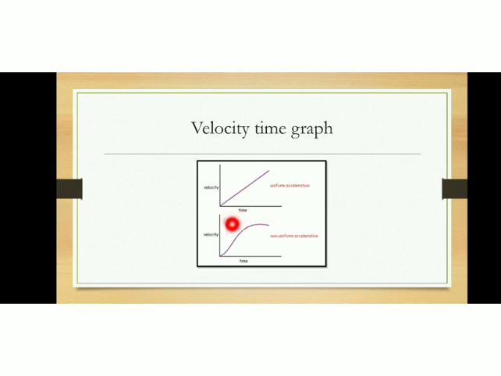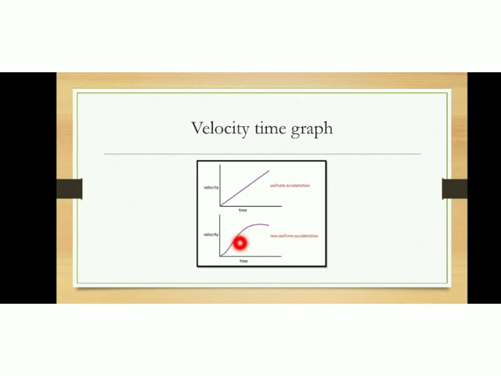Here you can see two velocity-time graphs. In a velocity-time graph, velocity is plotted along the y-axis and time is plotted along the x-axis, as you can see in this figure. The first graph is a straight line passing through the origin. This means the velocity of the object increases equally with equal intervals of time. You had already studied that such type of motion is known as uniformly accelerated motion. So this graph is the graph for uniform acceleration.